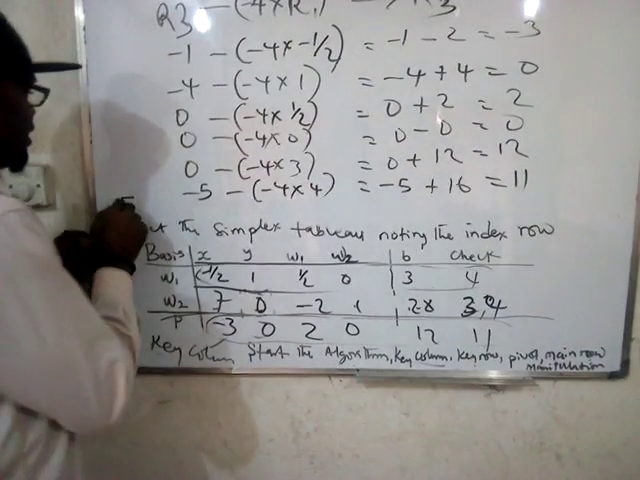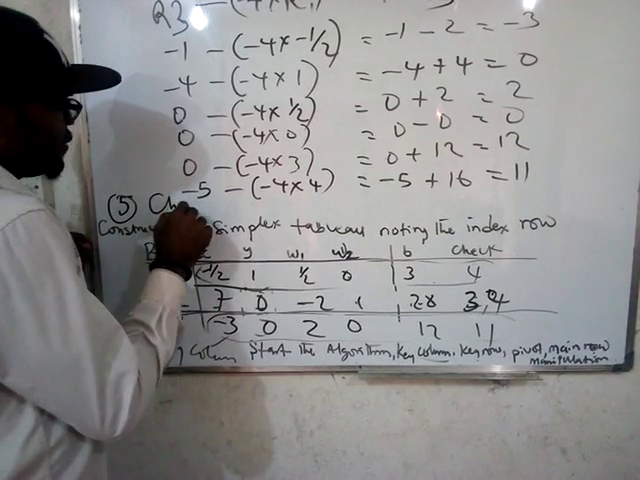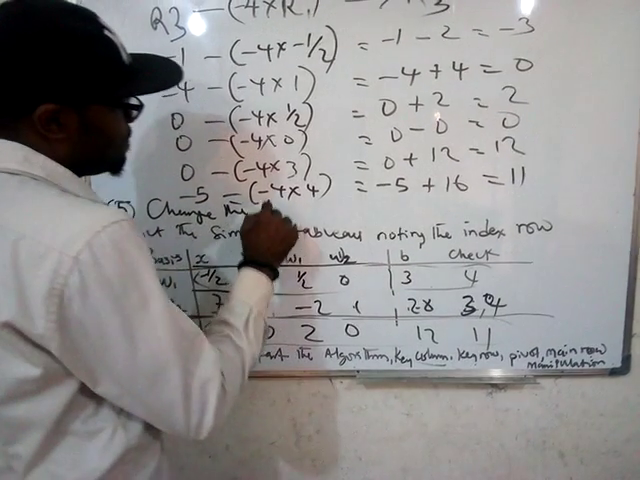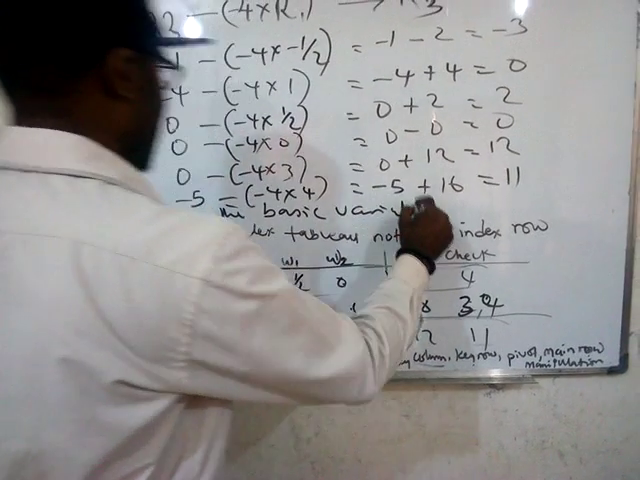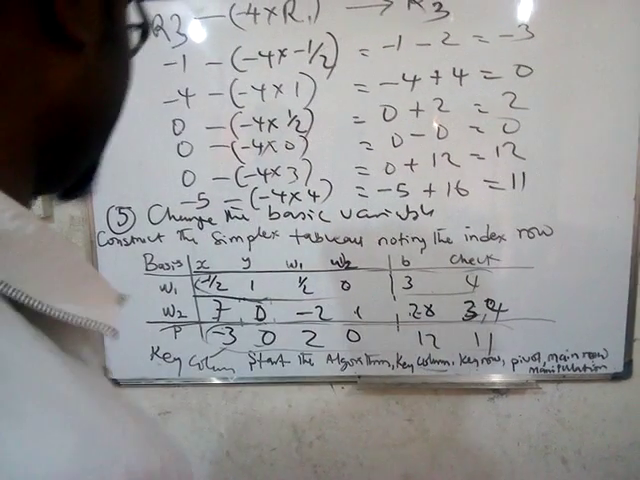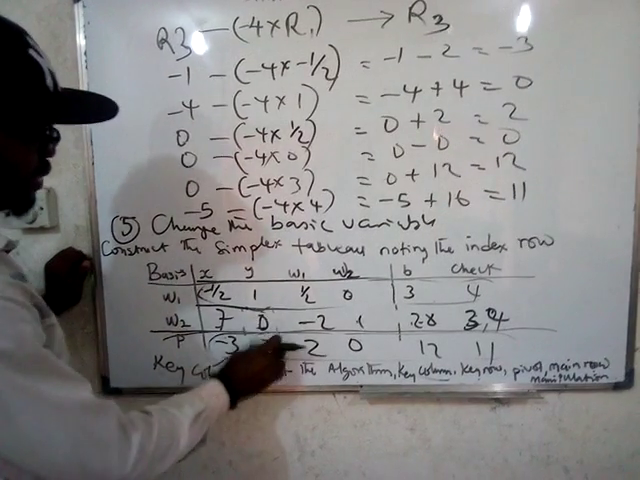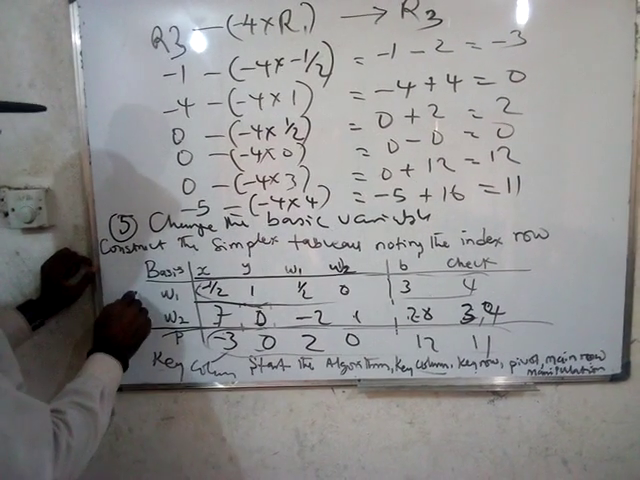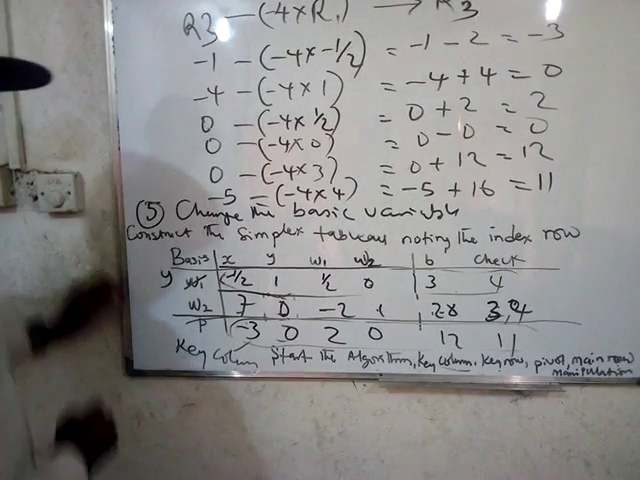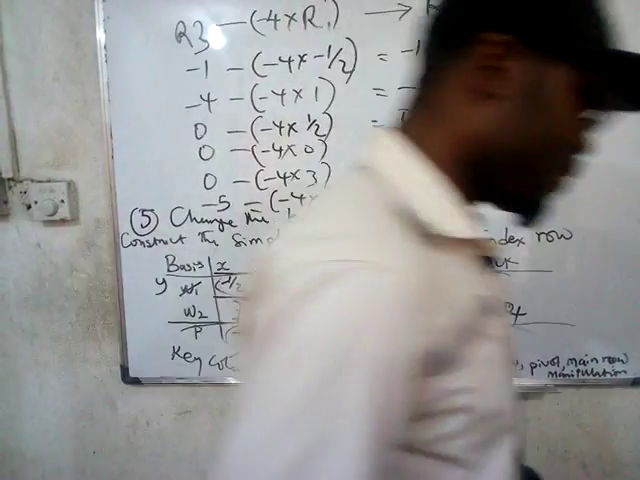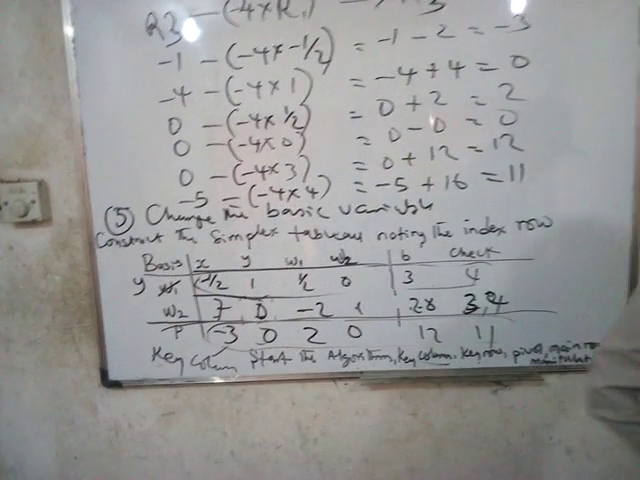So the last step in the algorithm is step number 5, which is what? Change the basic variables. So the basic variable we are going to change. Once we have 0, 0 here, next thing we do is that we change it to y and cancel this one, so that y will now take the first line.